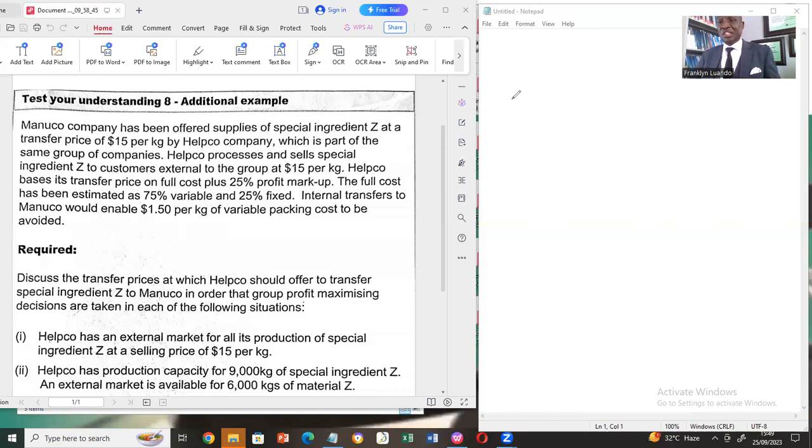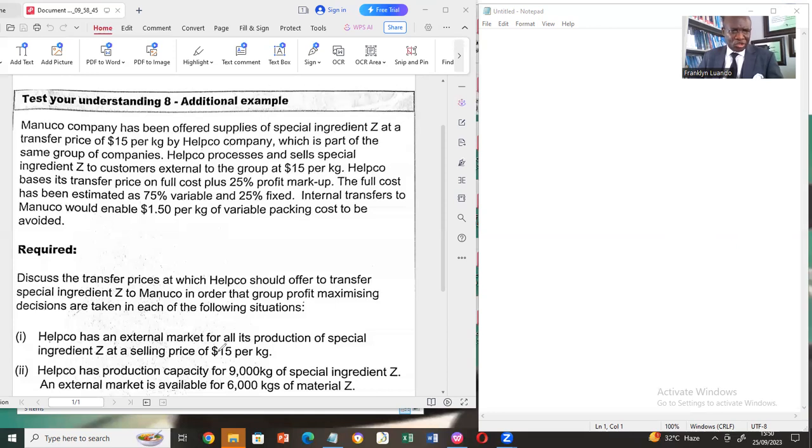So in order to get the gross profit and deduct it from the selling price, in order to get the cost of production, we need to change the markup to margin because margin is on the selling price. The full cost has been estimated as 75% variable, 25% fixed. So we need to know what was the production cost so that we can take out the variable cost, which is relevant for decision making.